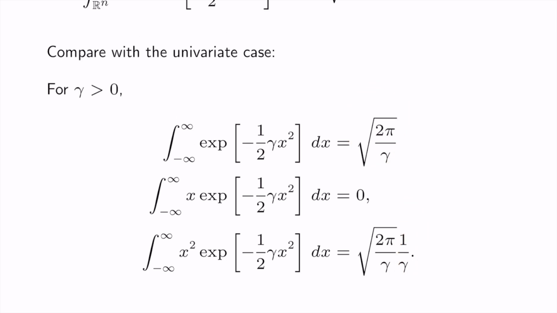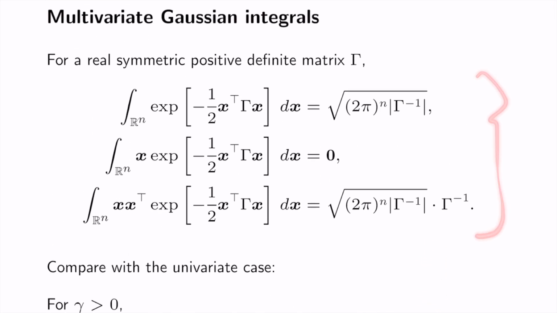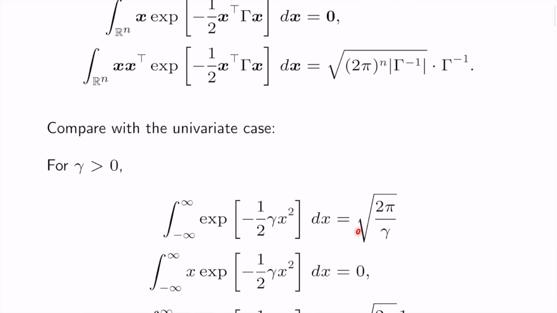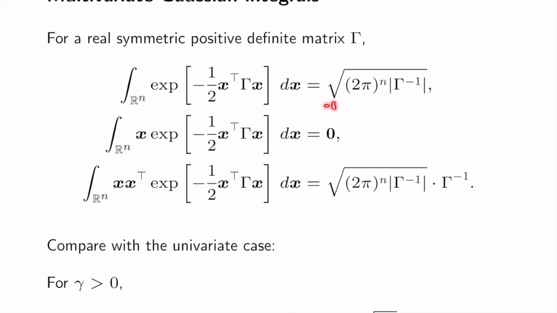If you compare these formulas with the multivariate case, you see they are very similar. So for the zeroth moment, it's square root of 2 pi over gamma. Here we have square root of 2 pi to the power of n times the determinant of gamma inverse instead of 1 over gamma, because gamma is a matrix, so we can't just write 1 over gamma. It's the gamma inverse determinant. And for the first moment, it's the zero vector.